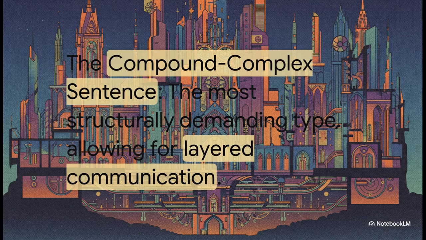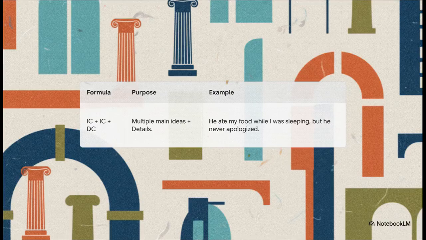And finally, we have the master blueprint. This is the big one, where we layer multiple main ideas and add all that rich contextual detail into one single elegant structure. This thing really does it all. It takes the balance of a compound sentence and mixes it with the nuance of a complex one. We've got 2 main ideas here. He ate my food, and he never apologized, joined with but. Then we add that extra layer of context with while I was sleeping. This is how you express those really tangled, sophisticated thoughts.